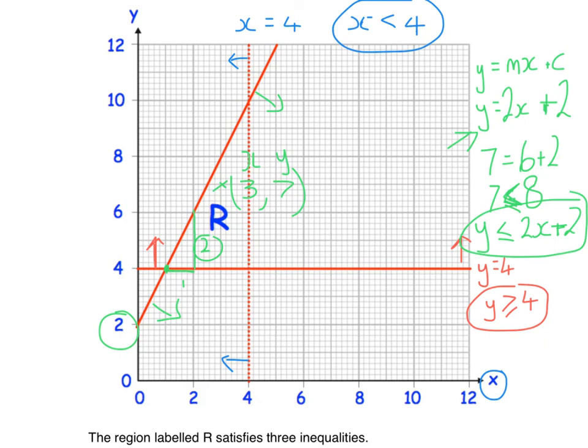So I've got my 3 equations that are my answers. x is bigger than 4. Sorry, x is less than 4. y is bigger than or equal to 4. And y is less than or equal to 2x plus 2.